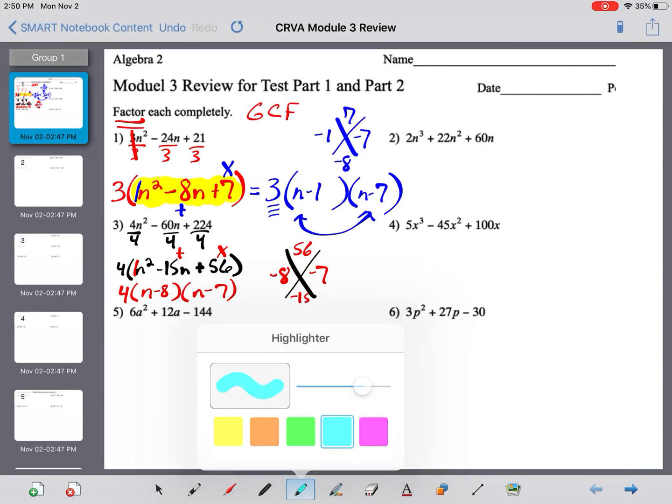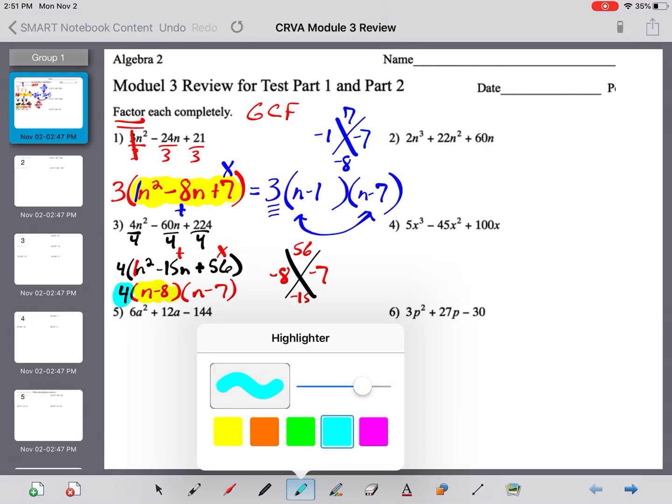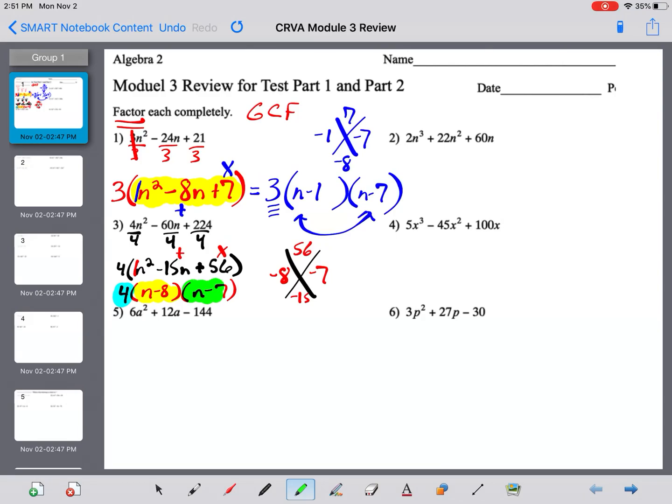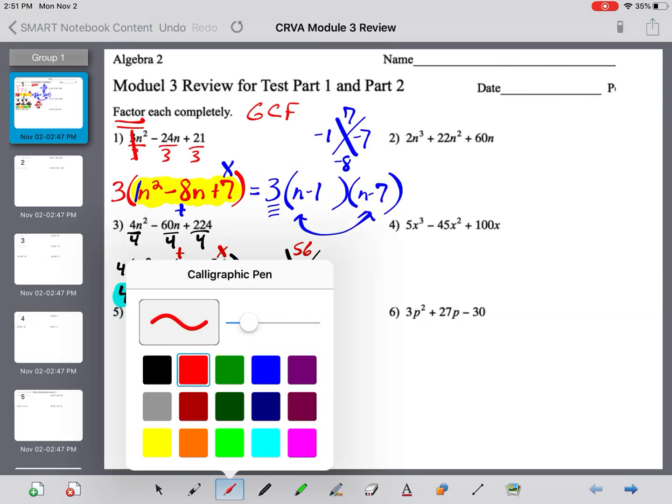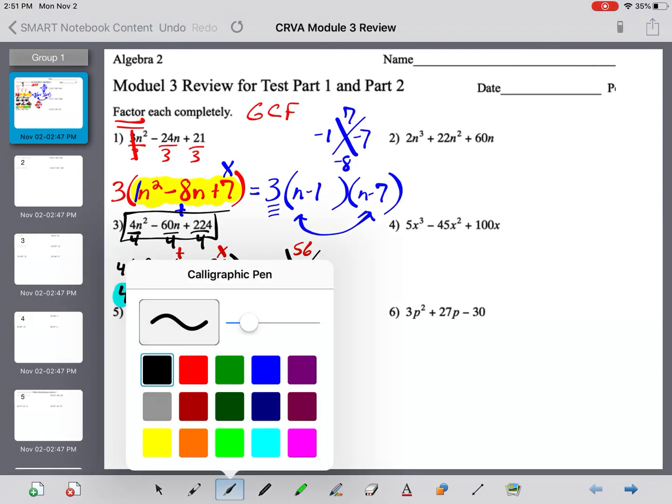So each of these 3 parts right here, folks, here, here, and here. These are, let me change the color. Here, these are all factors of this original polynomial, or trinomial up here. There we are.